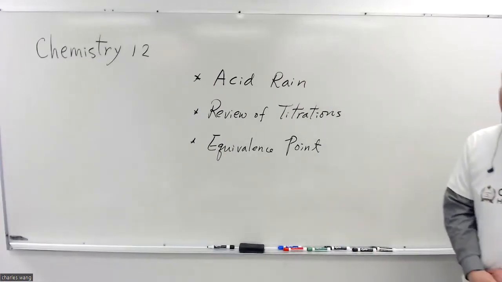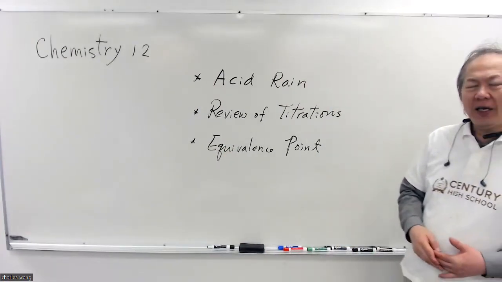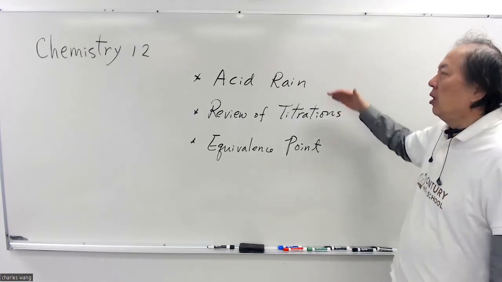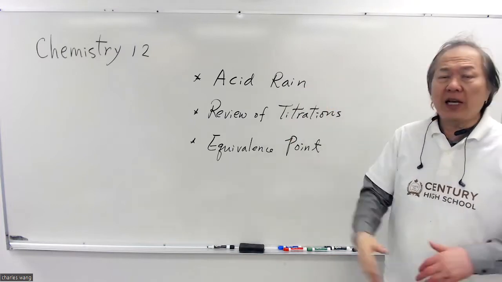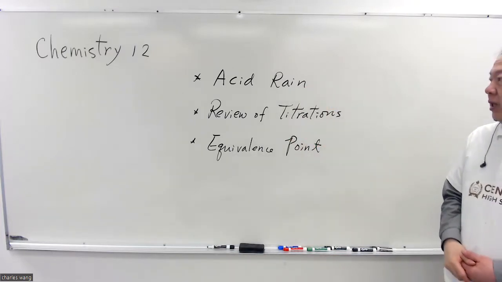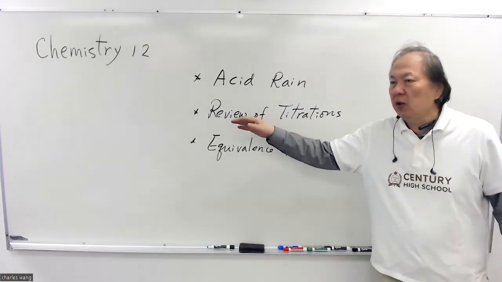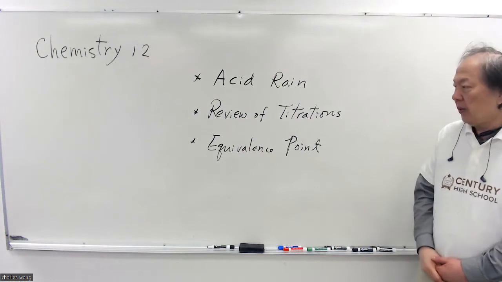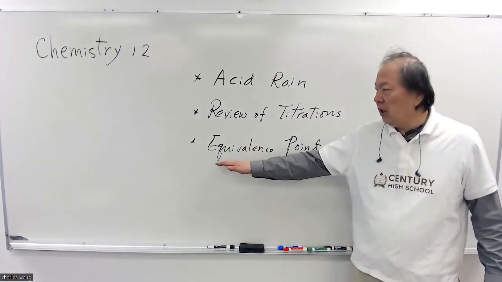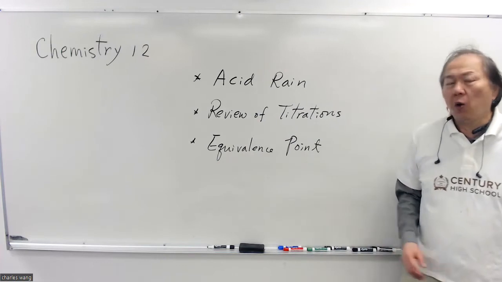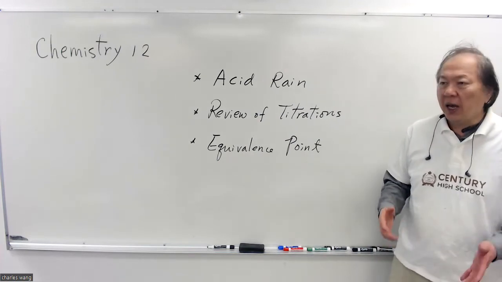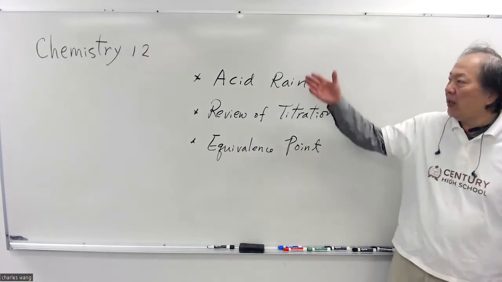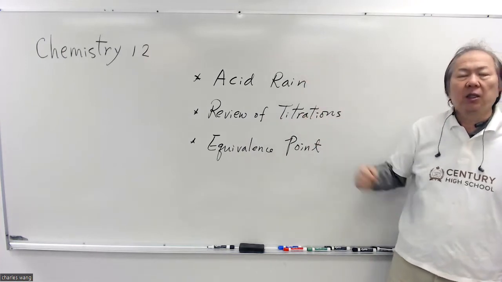We keep going with the topics acid, base, and salt. Today we focus on three topics. The first one is acid rain, which is an environmental problem. Then we give you more questions reviewing titration. And finally, we talk about the equivalence point. What will happen whenever the chemical reaction reaches the equivalence point? Hopefully you understand better after this class.